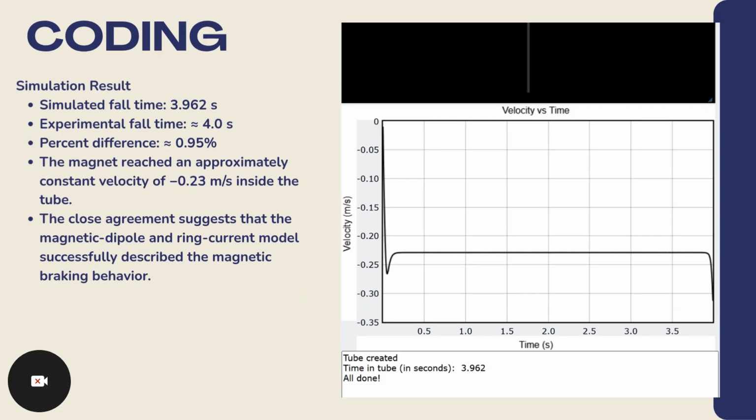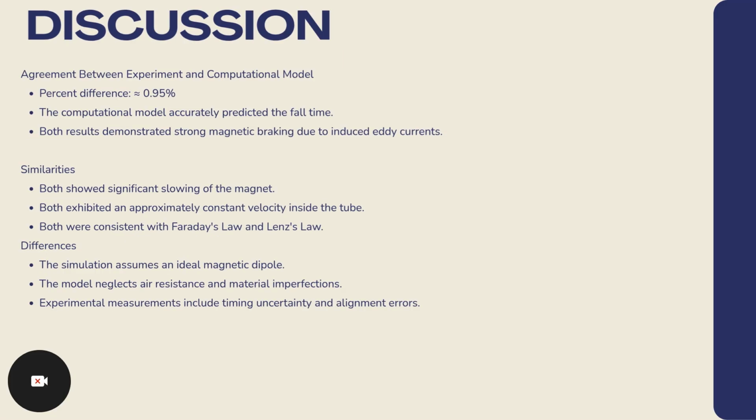The simulation predicted a fall time of 3.962 seconds, which closely matched the experimental value of approximately 4.0 seconds, with a percent difference of only about 0.95%. As shown in the velocity graph, the magnet first accelerates downward due to gravity, then reaches an approximately constant velocity inside the tube as magnetic braking balances most of the gravitational force. This close agreement indicates that our computational model accurately describes the magnet's motion.